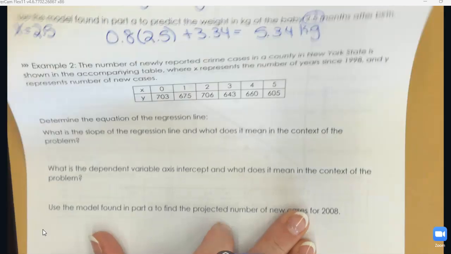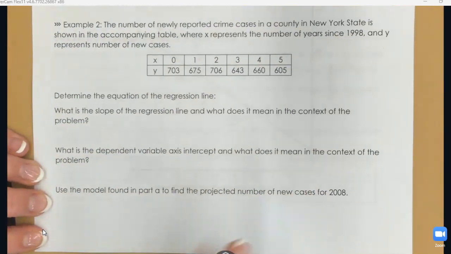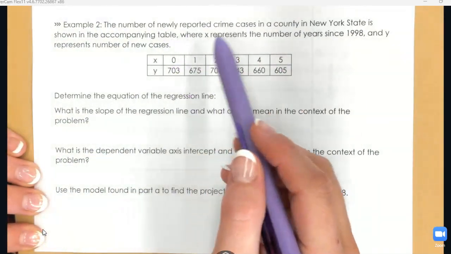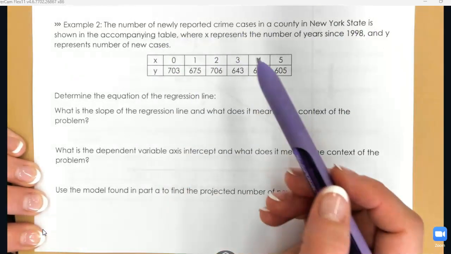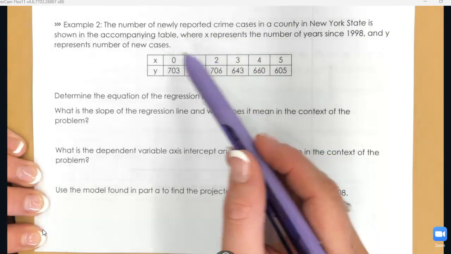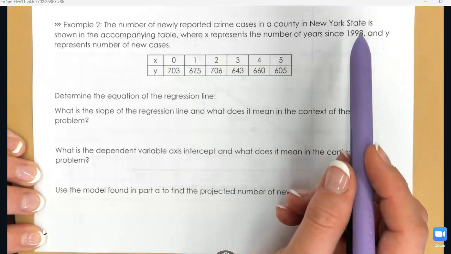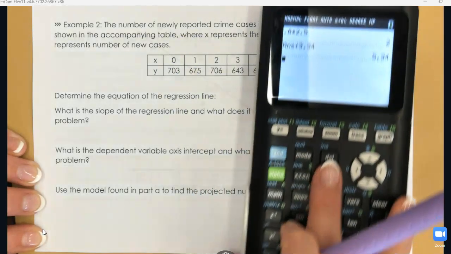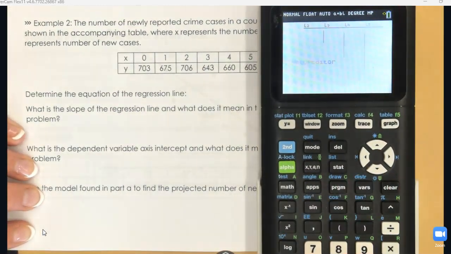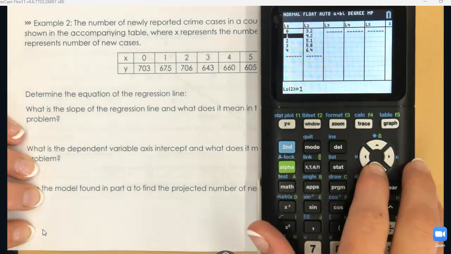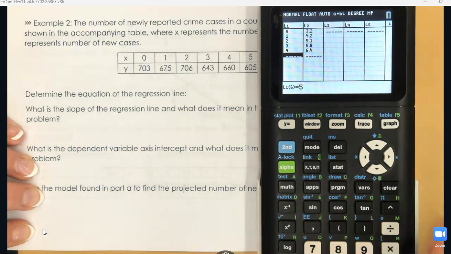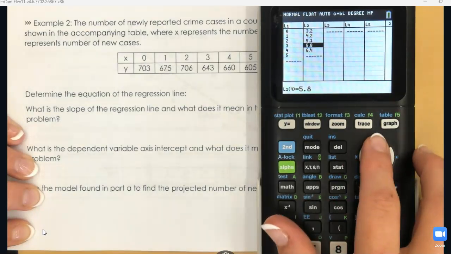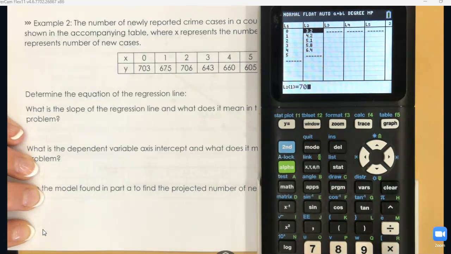Okay, just another example to get you used to all those calculator buttons and interpreting the meanings. Now we've got the number of reported crime cases in some county in New York State is in this table, where X is the number of years since 1998 and Y is the number of new cases. So I'm going to go back to my stat in my lists, and I'm going to enter my new values. They go up to 5 now on my X's. And then in list 2, I'm going to put my new Y values.